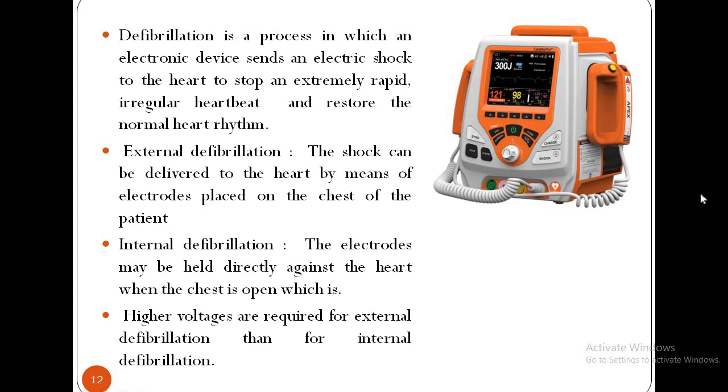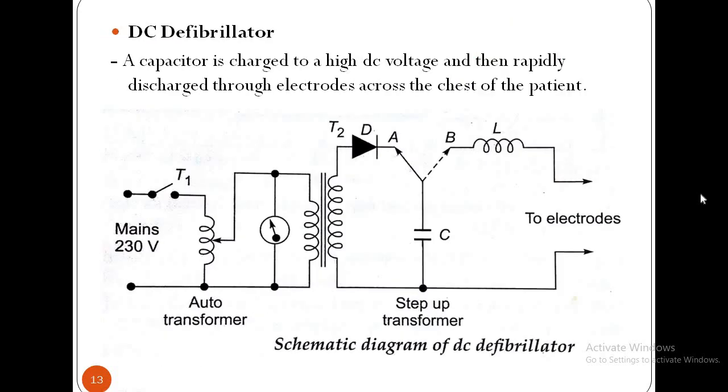The shock can be delivered to the heart by means of electrodes placed on the chest of the patient, which is external defibrillation, or the electrodes may be held directly against the heart when the chest is open, which is internal defibrillation. Higher voltages are required for external defibrillation than for internal defibrillation. DC defibrillation is more successful than the AC method in correcting ventricular fibrillation, but can also be used for correcting atrial fibrillation and other types of arrhythmias.